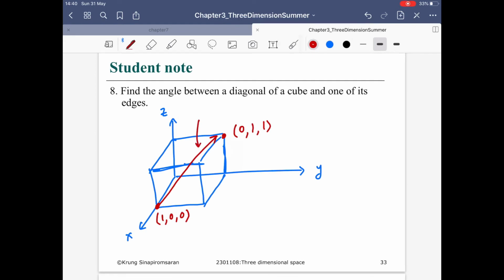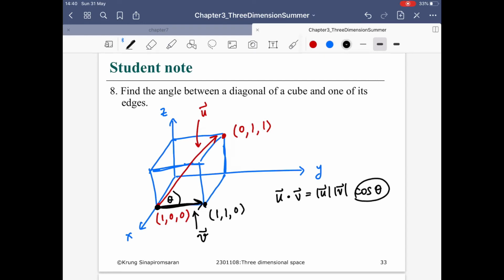So can you find this vector here? And then one of the edges, let's see the one edge that is very simple, maybe this one. You can choose any other, because it has the same initial point. How about this terminal point? The terminal point is 1, 1, 0. So can you find this vector v? If you can find vector u and vector v, then u dot v is the length of u, the length of v, and then cosine theta, and you can find the angle between these two vectors using this formula. Very simple.